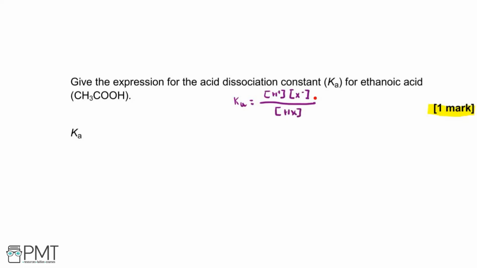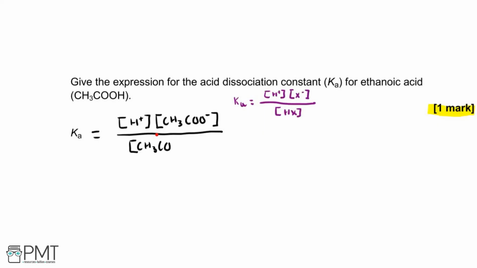So now, converting that to the specific acid we have here, ethanoic acid, our hydrogen ions are still going to be the same. This is the same for all acids. Next, we have our negative ion. So in the case of ethanoic acid, that's going to be an ethanoate ion. So that's CH3COO minus. And then this is going to be divided by the concentration of the acid. So that is our ethanoic acid, CH3COOH. And that is the expression for the acid dissociation constant, which would get us our 1 mark.